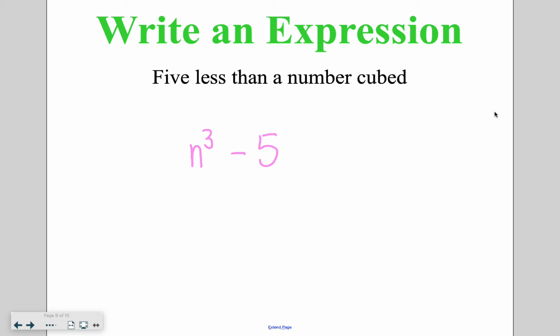5 less than a number cubed. Just remember from that first video we went over for our algebra class that less than puts the number after the subtraction sign. So we have n to the third minus 5.